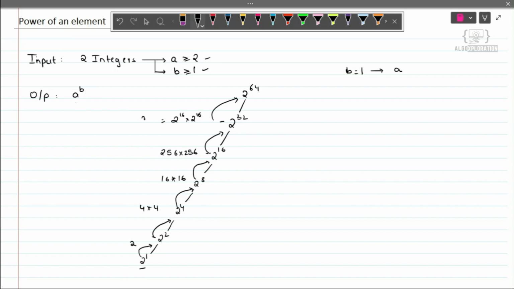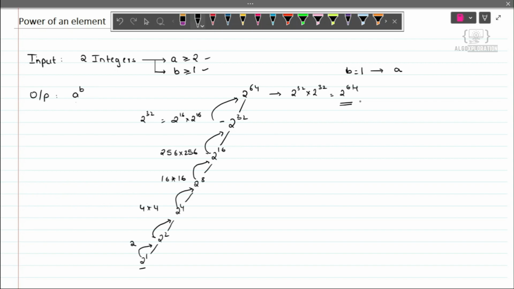Now this function will do 2 raised to 16 into 2 raised to 16 and return it to its parent function. This will be 2 raised to 32. Now this term will do 2 raised to 32 into 2 raised to 32. That will be 2 raised to 64 and then it will get returned. So in this way we find the power of an element.